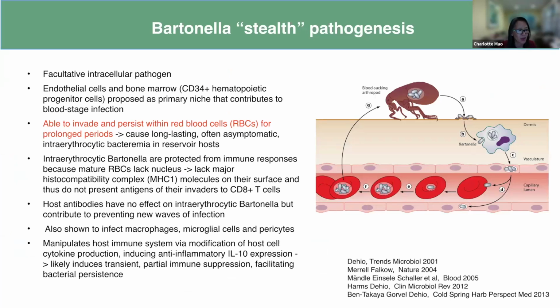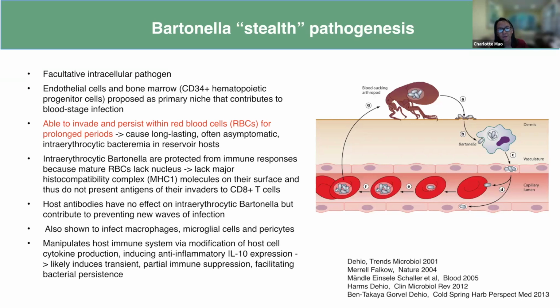So now a word about the pathogenesis of Bartonella, which has been sometimes referred to as stealth pathogenesis. This is a facultative intracellular pathogen. So it can be, but does not have to be intracellular. And the thinking is that there is a primary niche that is infected when the organism is transmitted. In this diagram here, it's a diagram of a flea depositing feces on the skin that then gets transmitted by dendritic cells in the dermis to endothelial cells here are being proposed as the primary niche that then contributes to later blood stage infection. Bone marrow has also been proposed as another primary niche.